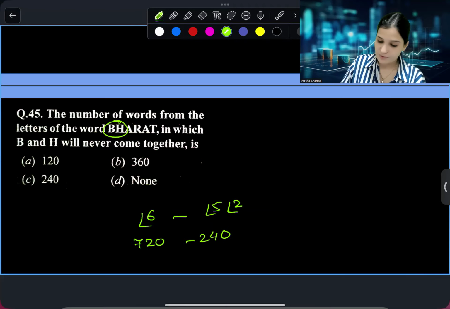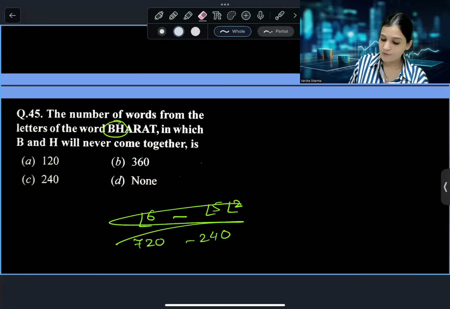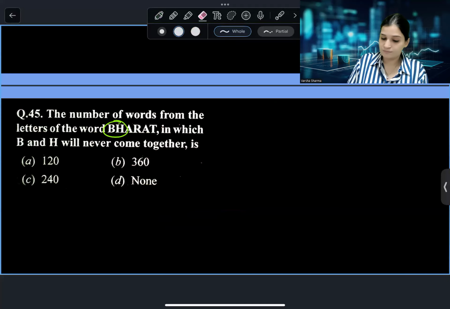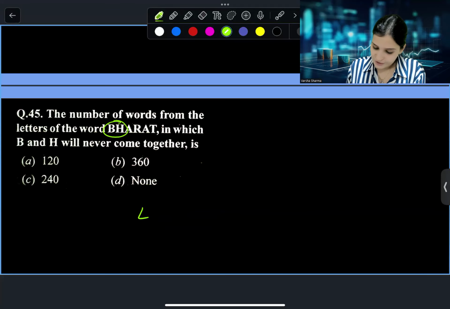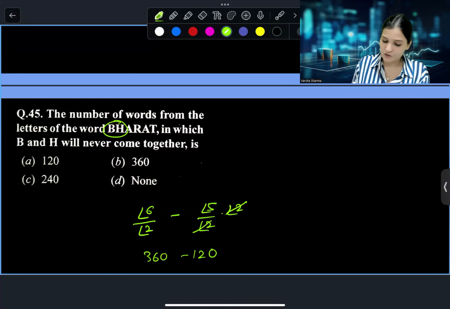Oh, my fault. There are 2 A's, repetition. You forgot that. So first is factorial 6 by factorial 2. Then bundle: factorial 5 by factorial 2, into factorial 2. 360 minus 120, 240.